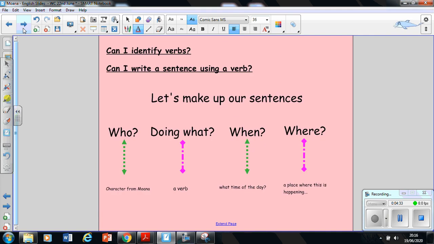Excellent. Now that you're back, we are going to make up our sentences. Over here in front of me, I have got a sentence strip. Now you should have that in your learning pack for your homework in English this week. So it says here, who. That's what your sentence is going to start with. It'll be a character from the film.